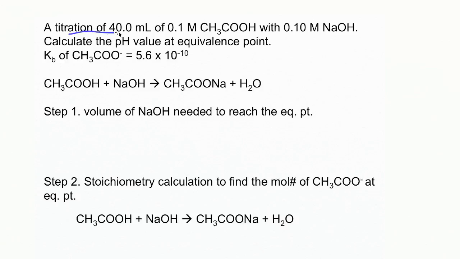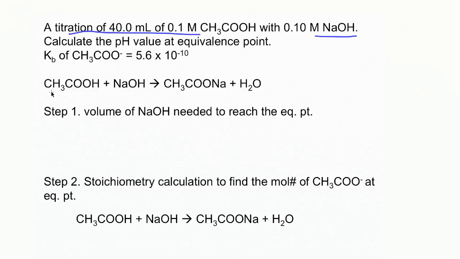A titration of 40 ml of 0.1 mole per liter of acetic acid, weak acid, with 0.10 mole per liter of sodium hydroxide, strong base. Calculate the pH value at equivalence points. The Kb value of the acetate is given here.